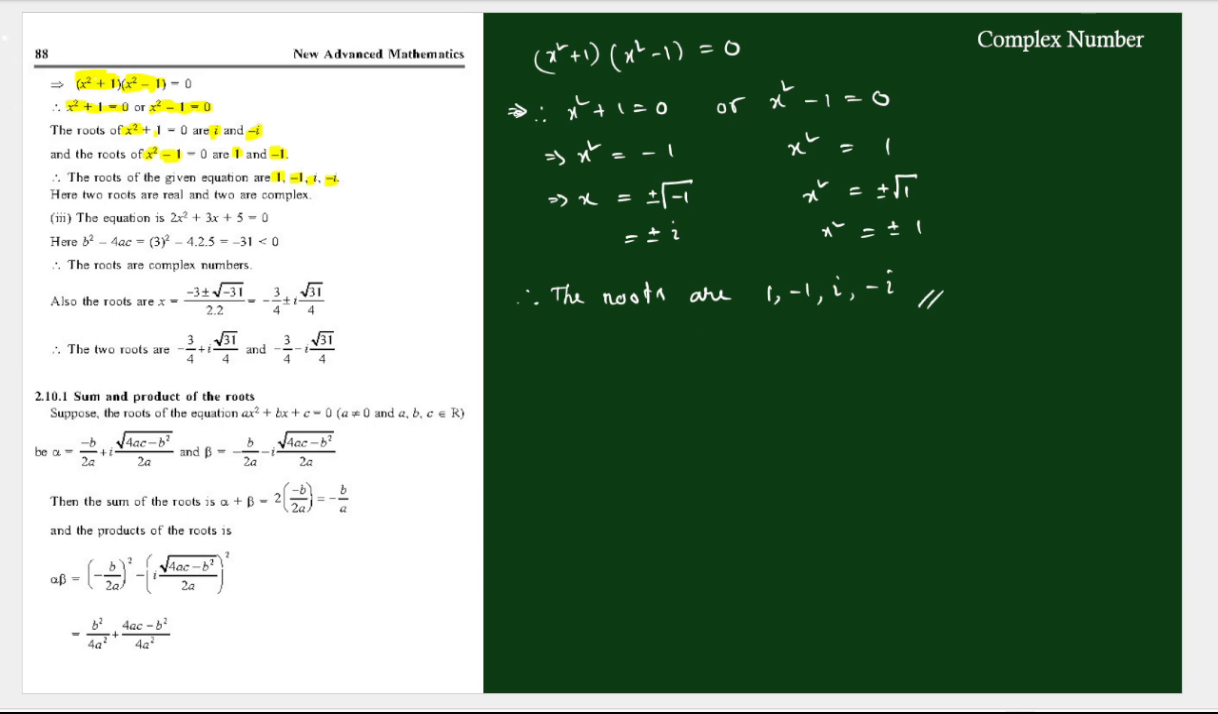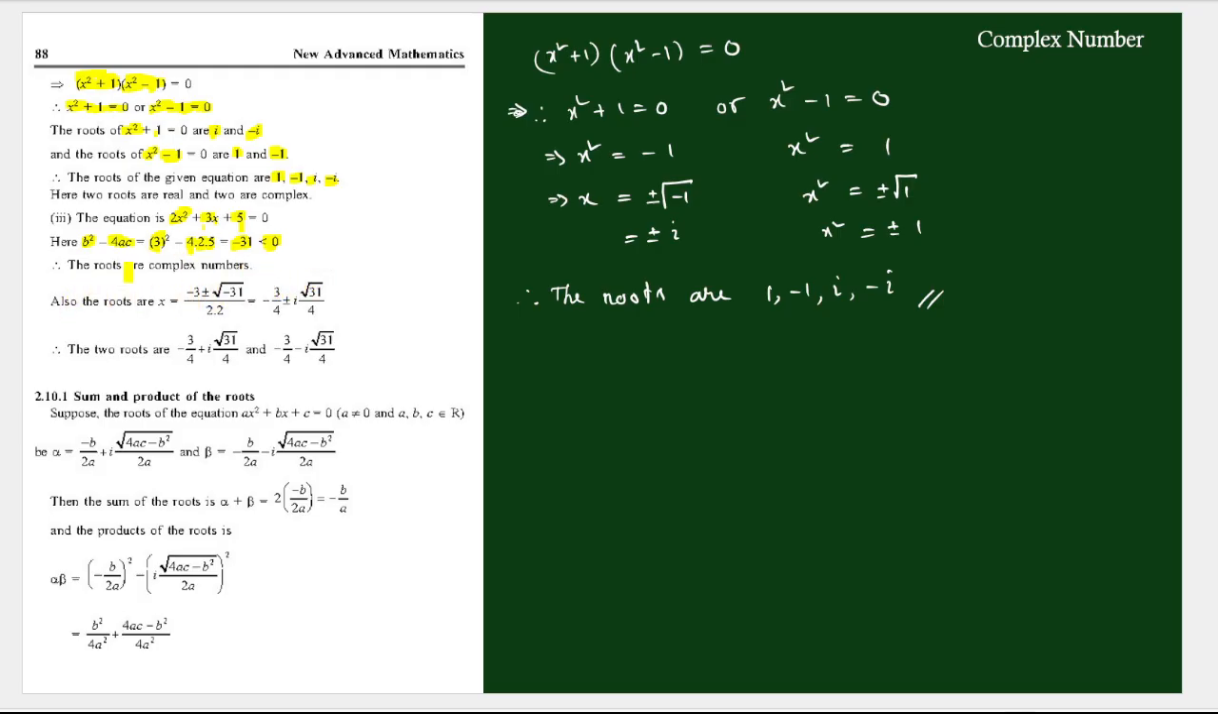Same goes for equation 3. See, what is the quadratic equation? 2x square plus 3x plus 1. Find out a, b, c. a is 2, b is 3, c is 5. So now b square minus 4ac. b square means 3 square, 9, and 4ac, 4 times a which is 2, c which is 5, that is 40. So 9 minus 40 is minus 31, less than 0, so it will not be real.